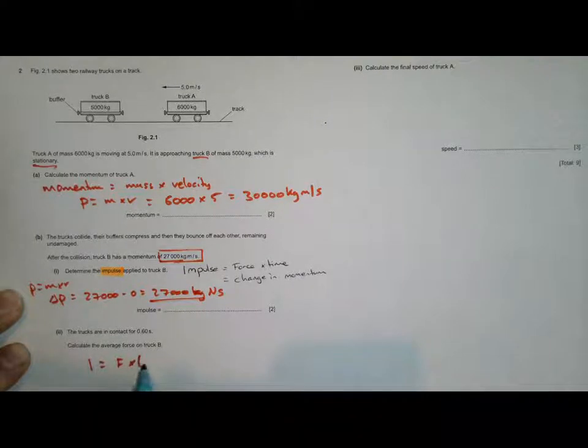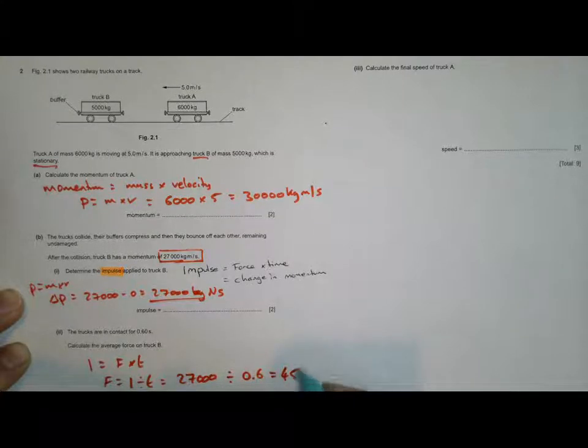The trucks are in contact for 0.6 seconds. Calculate the average force on truck B. So we know what the impulse is, and we know that impulse is force times time, because I've told you. So force is impulse divided by time, which is 27,000 divided by 0.6, which is 45,000 newtons.